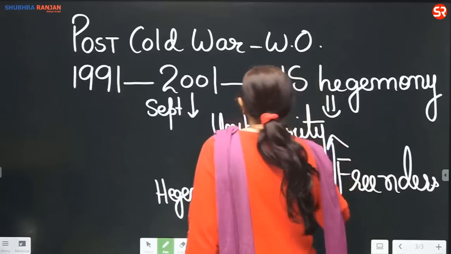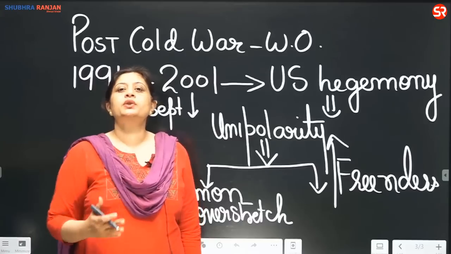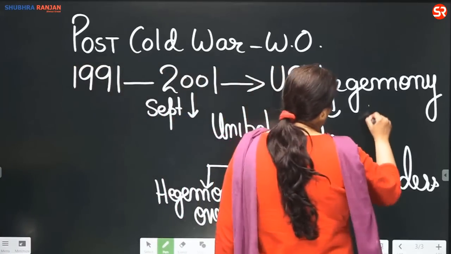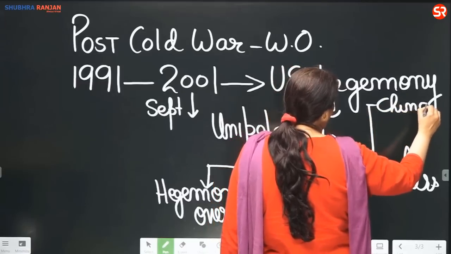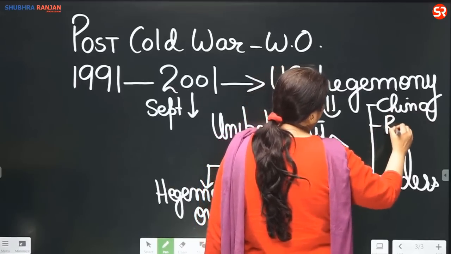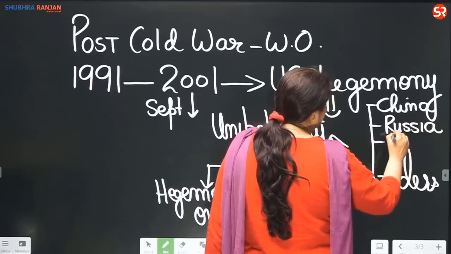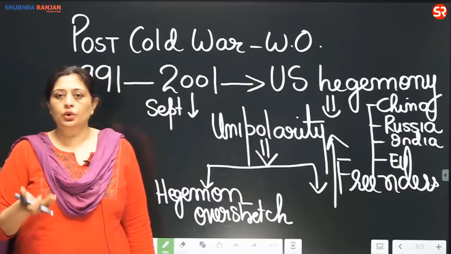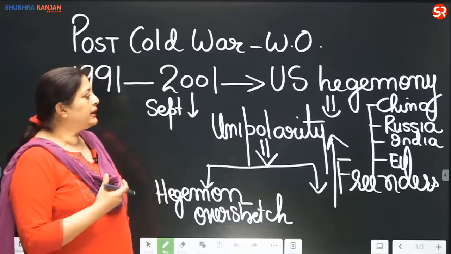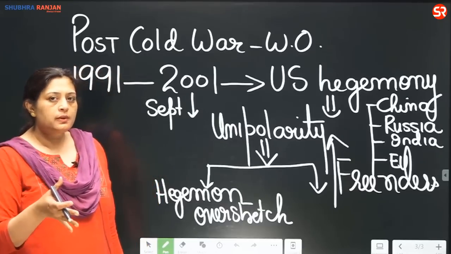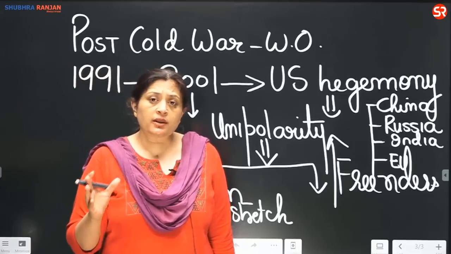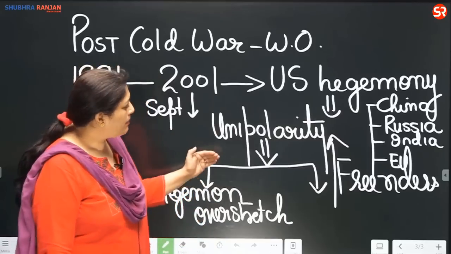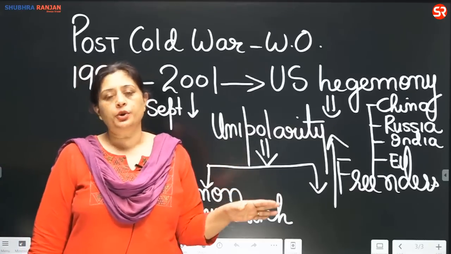For example, the US as a hegemon overstretched itself, and the free riders like China took advantage of the order, the WTO and all established by the US, along with Russia, India, the EU. So there is a rise of these countries. Now, power is a zero-sum game. It means if the power of these countries increases, the power of the US will decrease automatically.